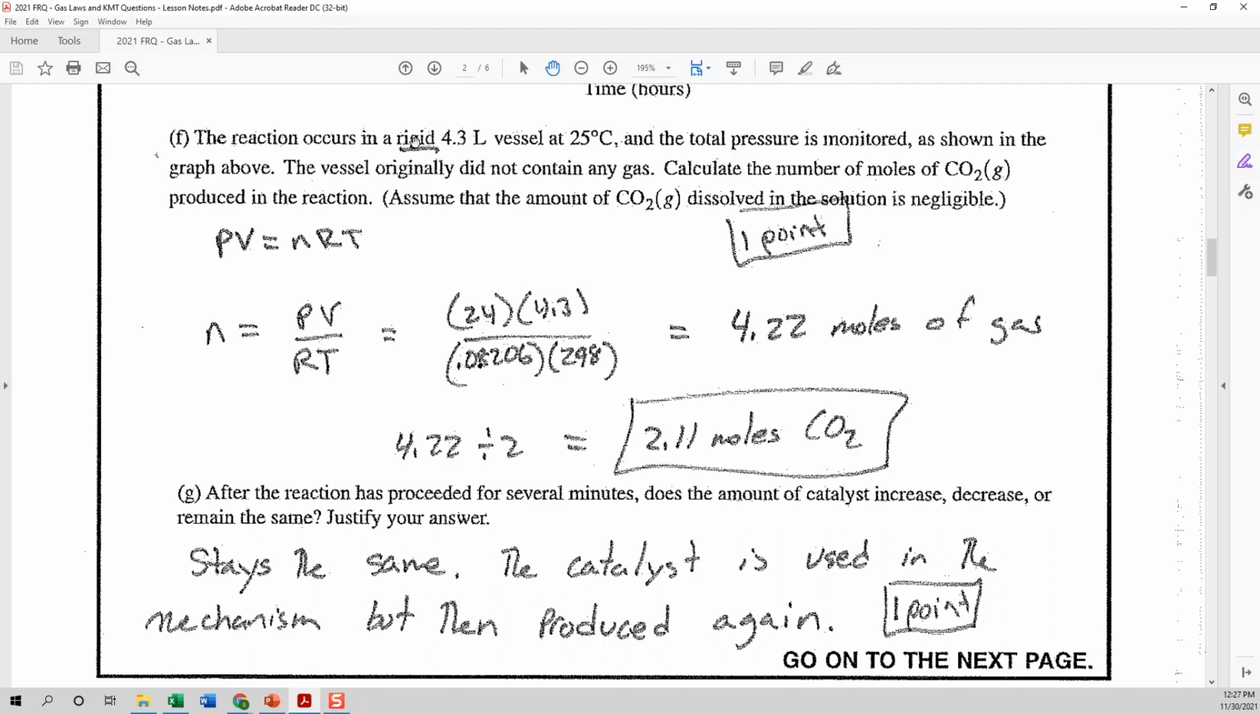Now, that doesn't really mean anything in this question, but a lot of times that is a clue that volume's remaining constant. Okay. So 25 atmospheres, 4.3 liters. Because our pressure is in atmospheres, this is our R value, 0.08206. And again, don't plug in 25 there. Make sure you plug in 298.